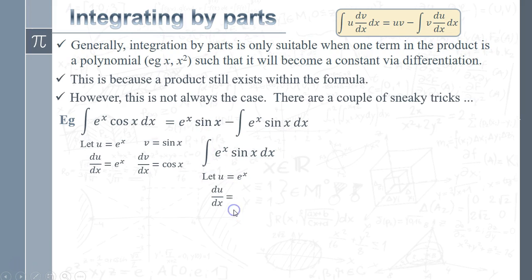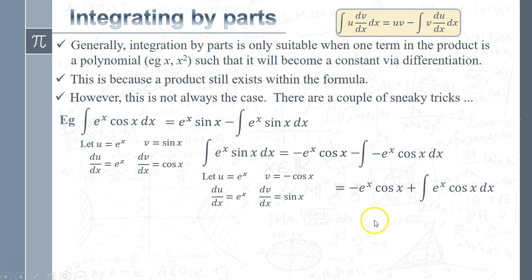So let's go again. u is e to the x, du dx, there we go again. dv dx this time is sin x, integrate that, we're going to get minus cos x. And so the integral of e to the x sin x becomes minus e to the x cos x, my uv, minus the integral of v du dx. There we go. Notice we've got a minus going on in there. So there we go, there's that bit tidied up.